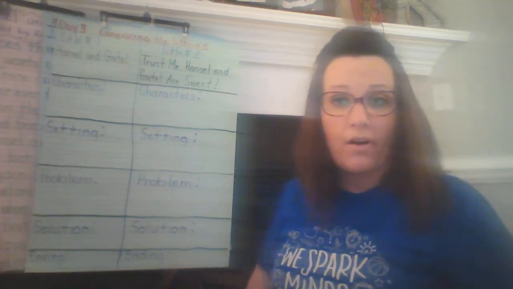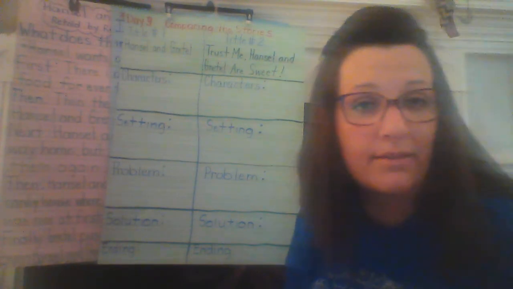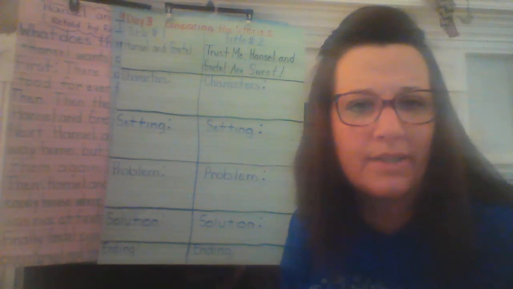So if you turn and look back here, I need to fix it really quick. You will see day 3 at the top because this is what day we're on. And so you're going to set up your papers just like this. I'll move it a little bit closer. And at the top it says comparing the stories, and that's exactly what you're going to do. A lot of times we use a Venn diagram to do this, but today we're going to use kind of a T-chart.